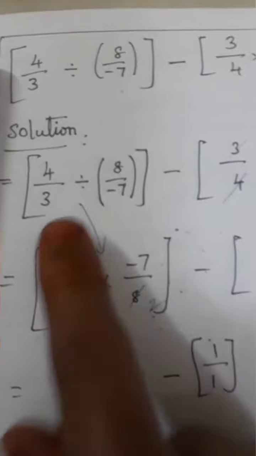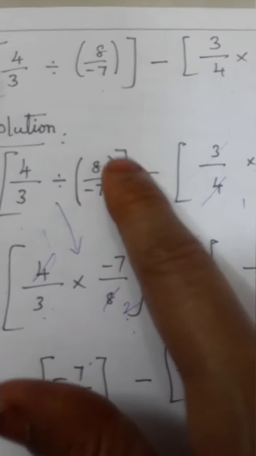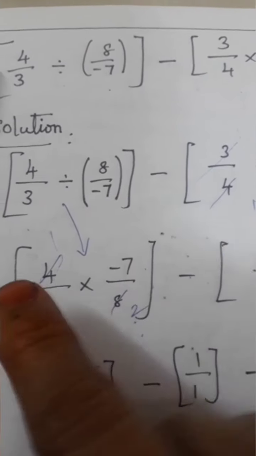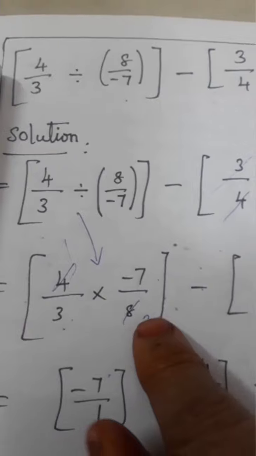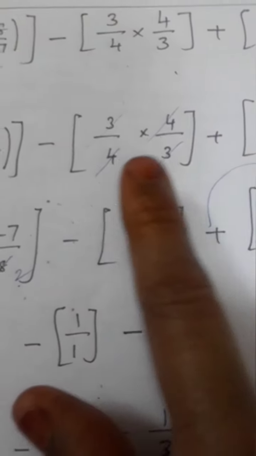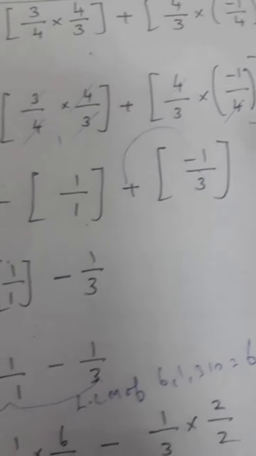Here the first one, 4 by 3. Division changes into multiplication. 8 by 7, how do we write it? 7 by 8. 1 4 is 4, 2 4s are 8. 1 7 is 7, 3 2s are 6. Minus 7 by 6. Here all the ones cancel. What is the answer? 1 by 1. Here minus 1 by 3.